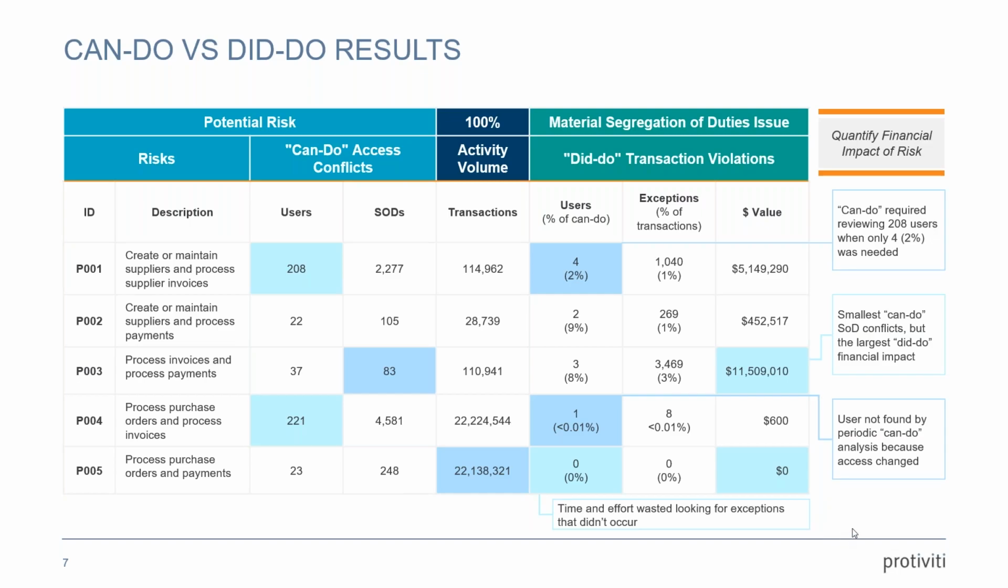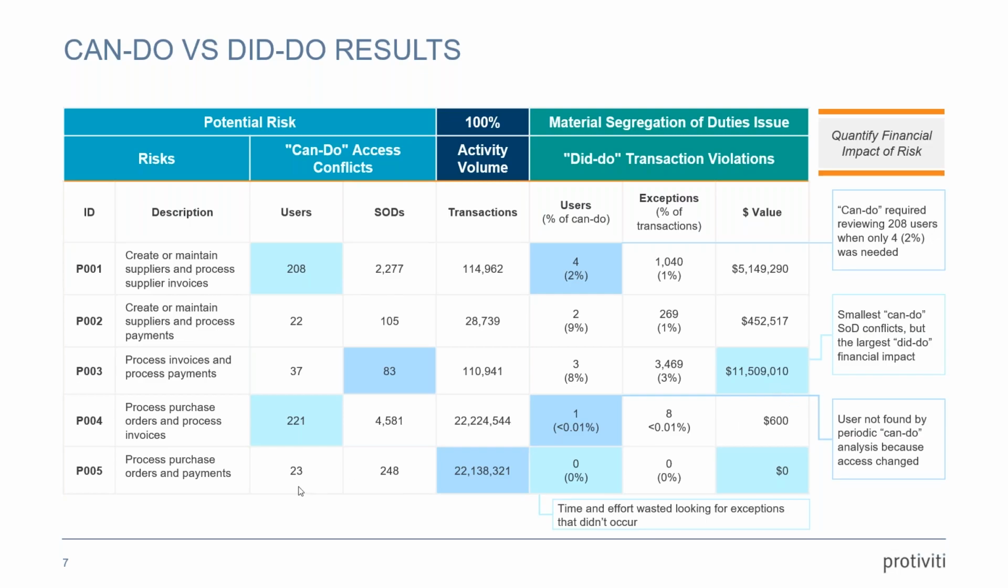But when we dig into the real risk, there still could be a high dollar amount, but sometimes it's much fewer users or exceptions that constitute that, and it's a much less scary thing to try to mitigate and review and investigate. So when you look at the top line, only 4 users out of 208 actually did this, or the next one down, it's the smallest amount of SOD conflict, but it actually was the largest dollar amount. So kind of going in the other direction, just looking at the can do picture doesn't really tell you a whole lot about how much risk you really have until you start quantifying these things.